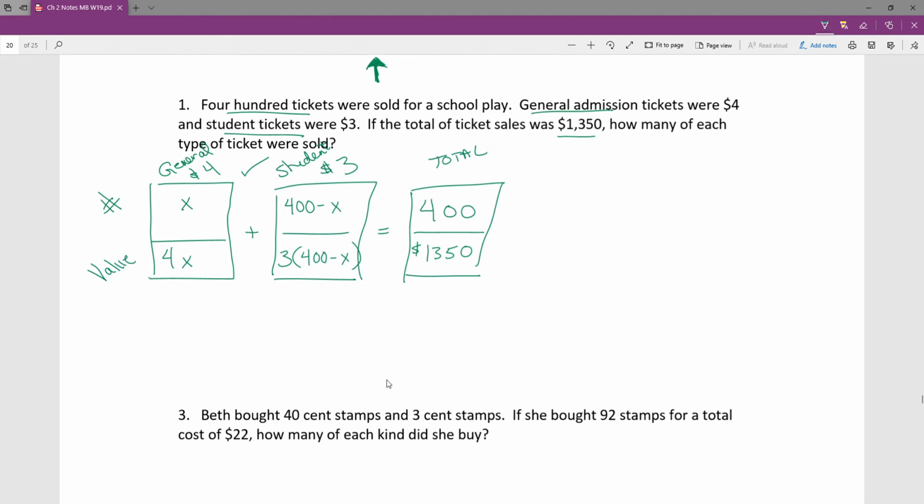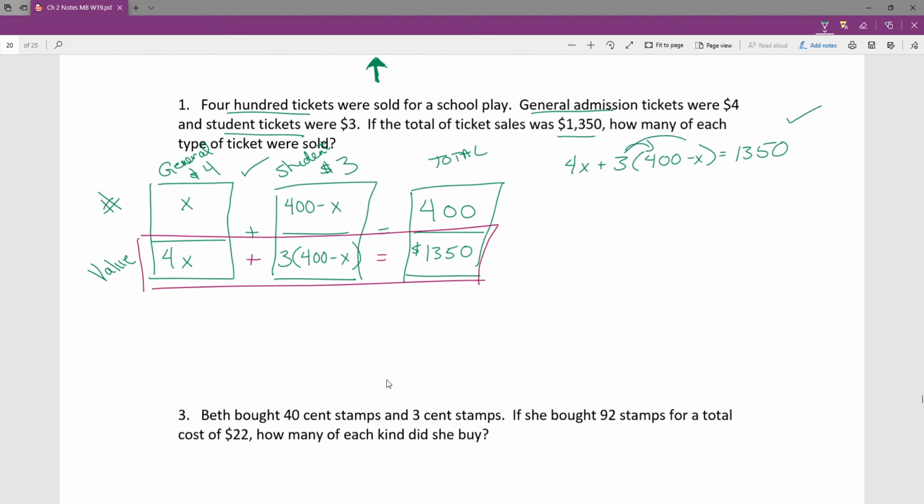So check this out. In these questions, if I fill out the boxes, I have crafted my equation right down here. So it's this plus that equaling that. And I can just copy my equation right out of my chart. And so I'd have 4x plus 3 times 400 minus x equaling 1350. So I've got my equation built, all of that really in the chart. So now I need to solve my equation.